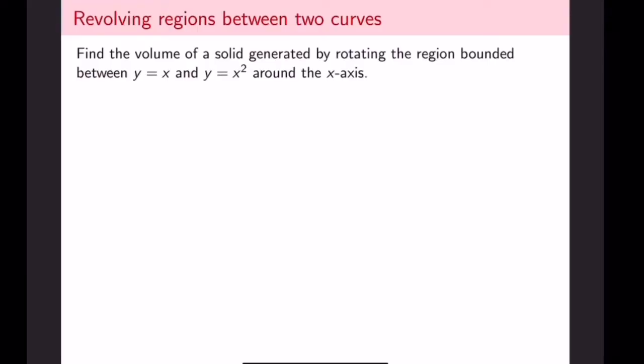So let's take a look at our first setup here. We are asked to rotate the region bounded between y equals x and y equals x squared all around the x-axis. As always, let's first sketch what this looks like.